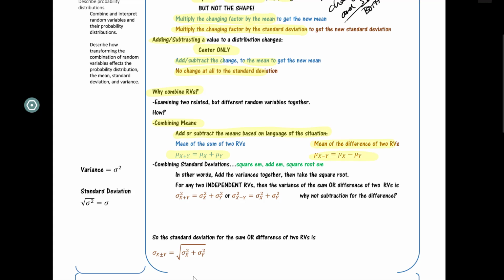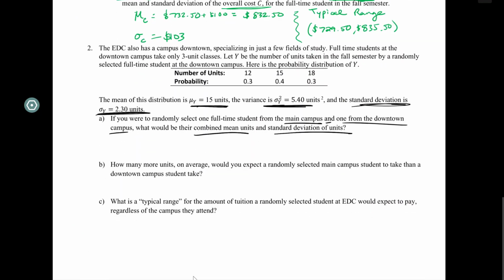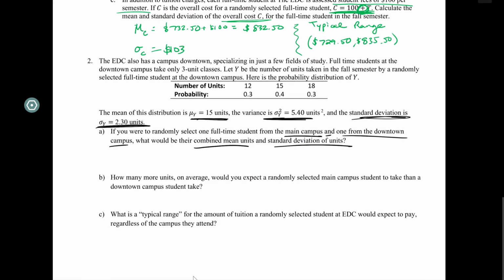between these two? Looking at our example, we are trying to combine to find the total number of units that they would take. So mu sub X plus Y will be two randomly selected students, one from X, the main campus, one from Y, the downtown campus. Adding those two together, we had 14.65 was our mean from the main, 15 is our mean from the downtown, and that gives me 29.65 units. So we're halfway there.